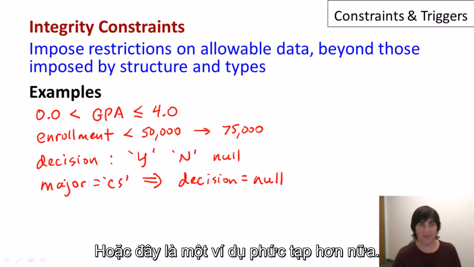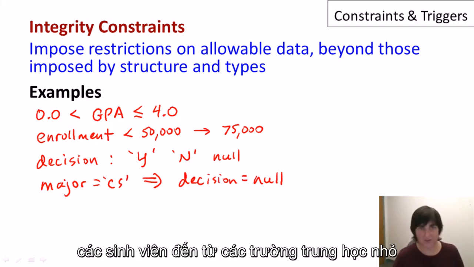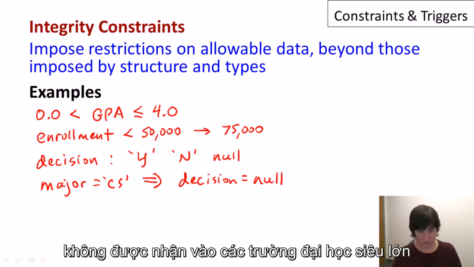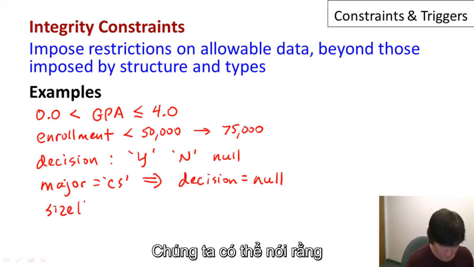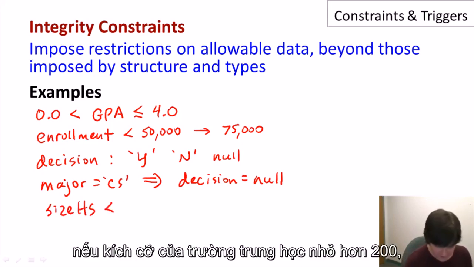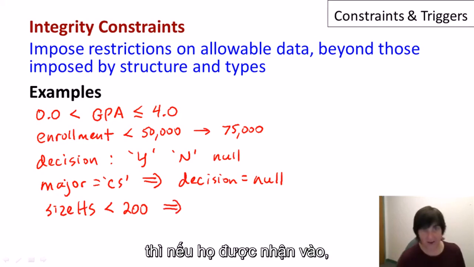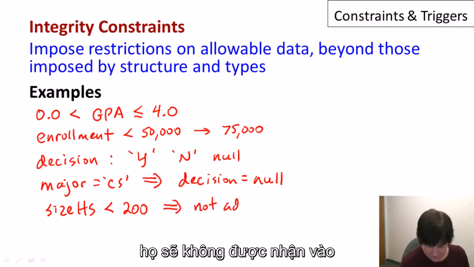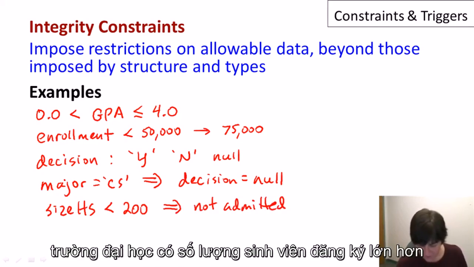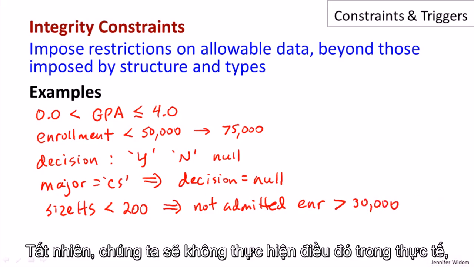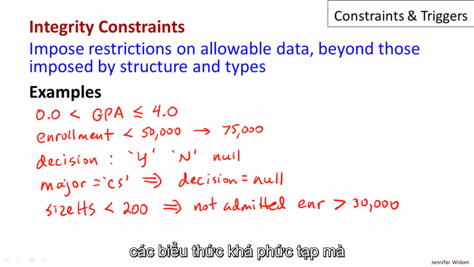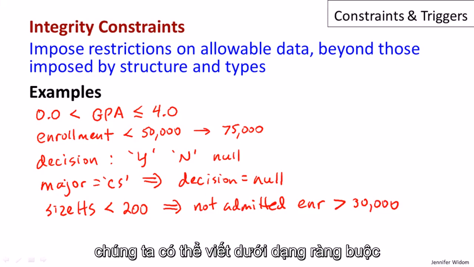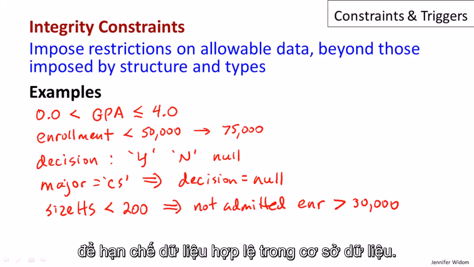Or here's an even more complicated one. Let's say that we want to enforce that students who come from small high schools are not admitted to super large colleges because it just wouldn't be a good idea for them. So we might say if the size of the high school is less than 200, then let's say they're not admitted to a college where the enrollment is greater than 30,000. Of course, we wouldn't do that in reality, but this just gives you an idea of the fairly complicated expressions we can write as constraints to limit what the allowable data is in the database.